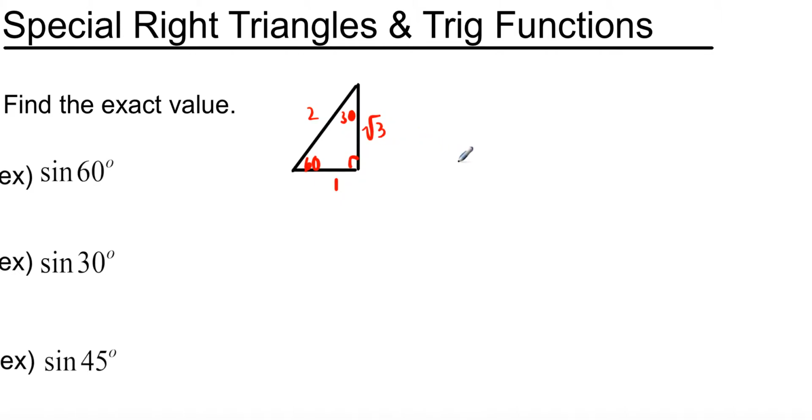Now, we're also going to use our definitions of our trig functions. Remember, we discussed maybe using SOHCAHTOA to help us remember the definitions. So we're looking for the sine of 60, and remember sine is the opposite side over the hypotenuse. We need to find the 60-degree angle right here, and go opposite of it, which would be the square root of 3 over the hypotenuse, which is 2. So the exact value for the sine of 60 degrees is square root of 3 over 2.